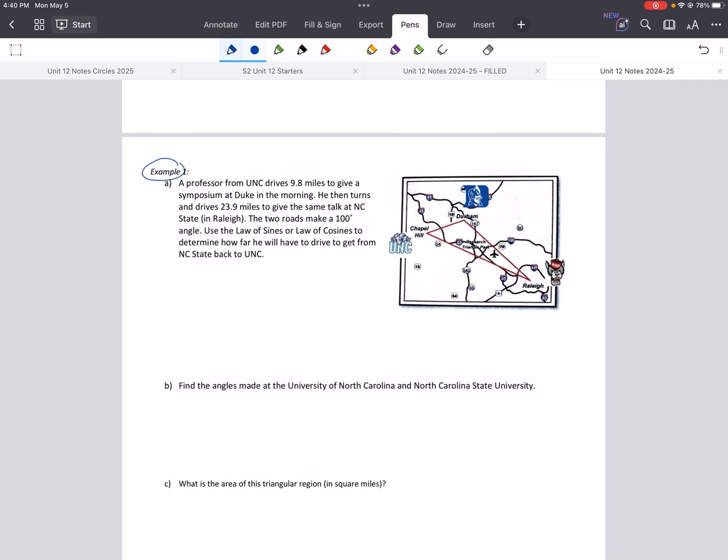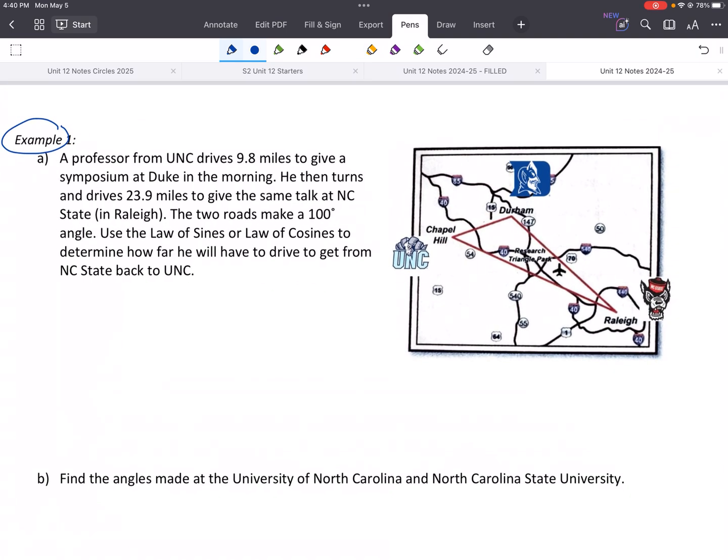Okay. All right, so a professor from UNC drives 9.8 miles to get to a symposium at Duke in the morning. Okay, so just to keep this a little simplified, I'm going to redraw this triangle, and this is UNC, this is Duke, and then over here would be NC State.